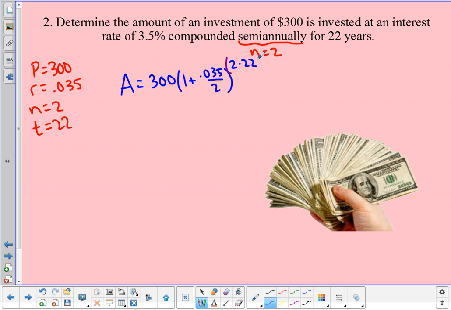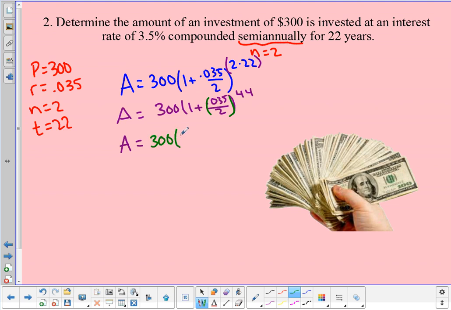2 times 22. Most of the time we can do those in our head. But if you need to type it into your calculator, that's fine. So 1 plus 0.035 divided by 2. 2 times 22 is 44. All right. Next. Now I need to do the fraction. 0.035 divided by 2. I'm going to type that into my calculator. Do not hit clear. Keep it on the screen.